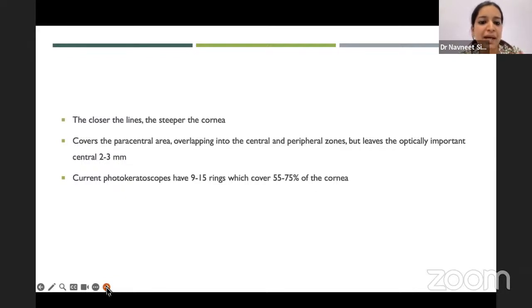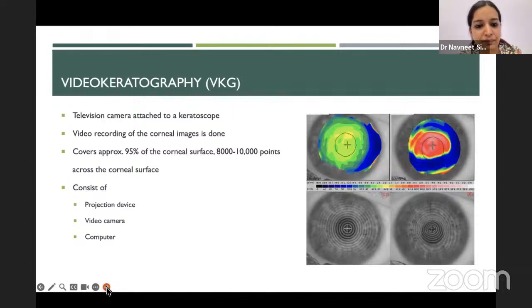It usually covers the paracentral area, overlapping into the central and the peripheral zones, but it leaves the optically important central 2 to 3 millimeters. So again, we cannot determine the corneal steepness in the center. And current photokeratoscopes have around 9 to 15 rings, which cover around 55 to 75% of the corneal surface.